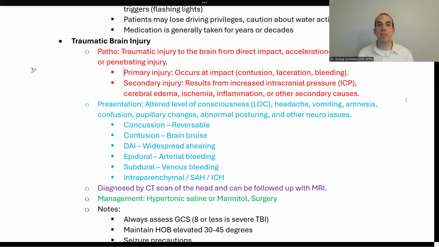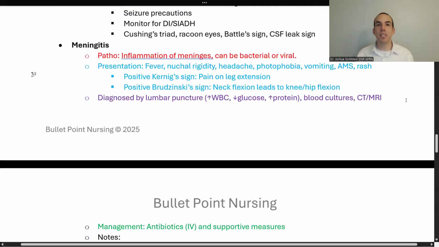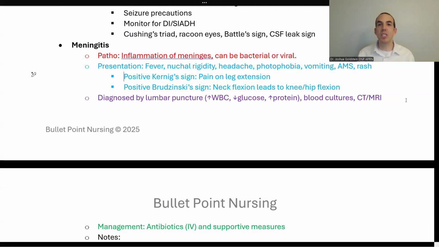Make sure you're keeping the head of bed elevated. Make sure you're doing seizure precautions because they're at high risk for it. Make sure you're monitoring for diabetes insipidus or SIADH. Those are both fluid issues. One's where the body's holding on to all the fluid. One is where the body's getting rid of all the fluid. Cushing's triad, we talked about that earlier. If the patient develops that, that's a sign of increased intracranial pressure. It's a sign that the patient's heading towards herniation, which would be death.